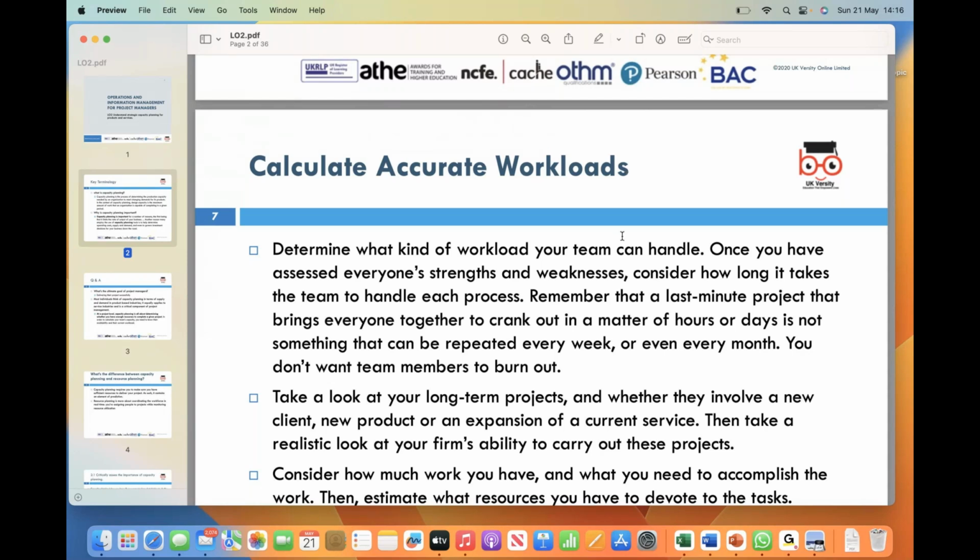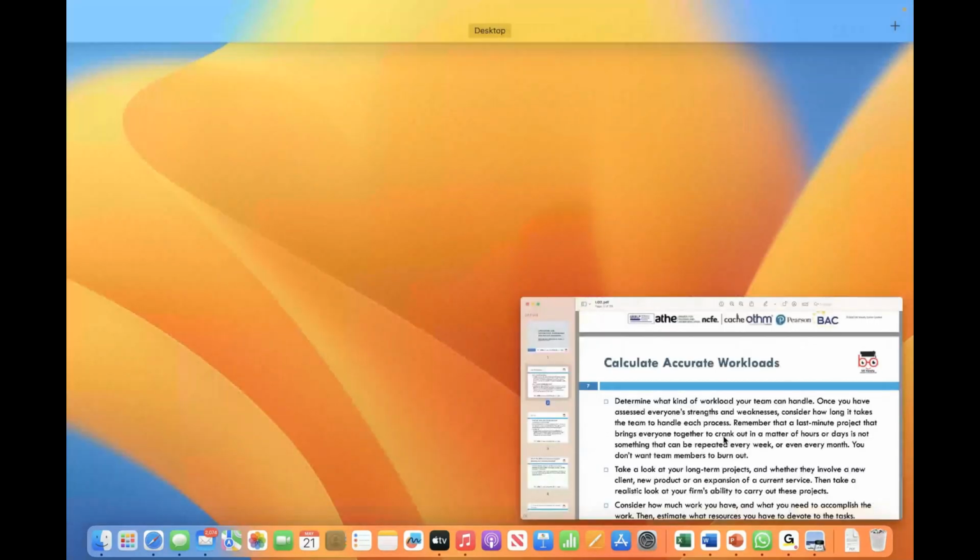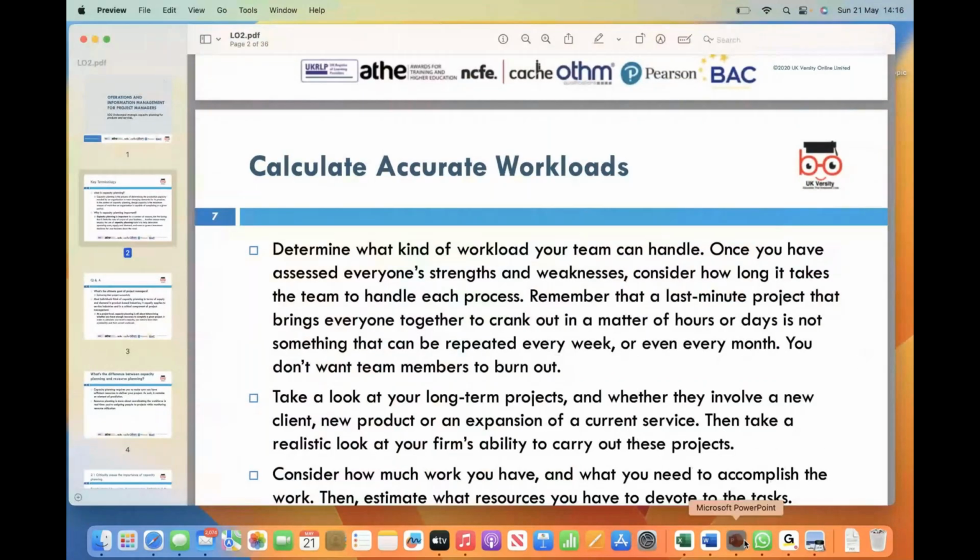By understanding these strengths and weaknesses, we can assign tasks more effectively, ensuring that everyone is working on activities that align with their capabilities. This not only increases efficiency but also boosts morale within the team.